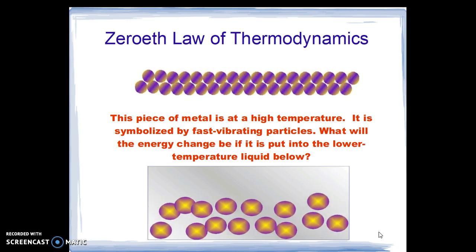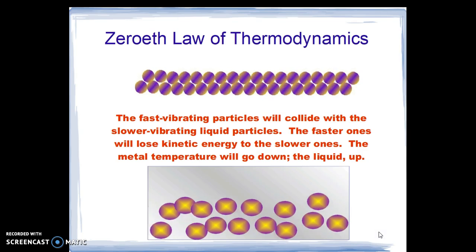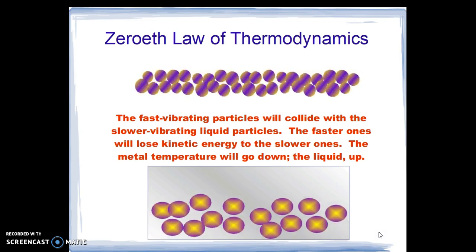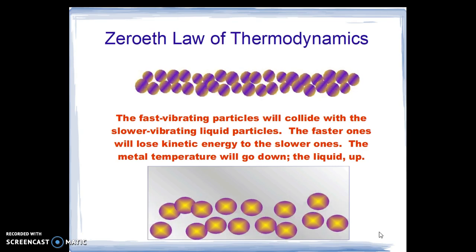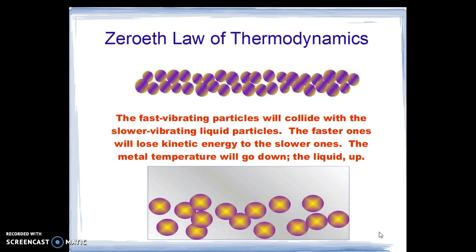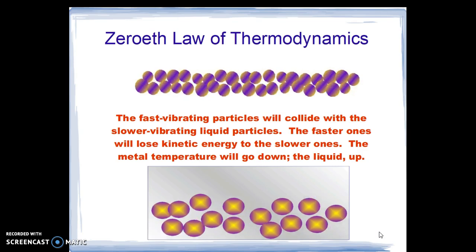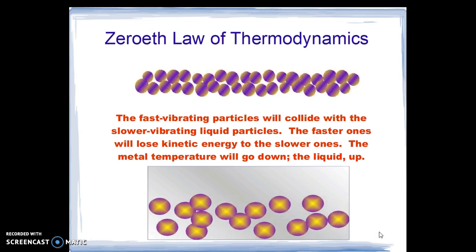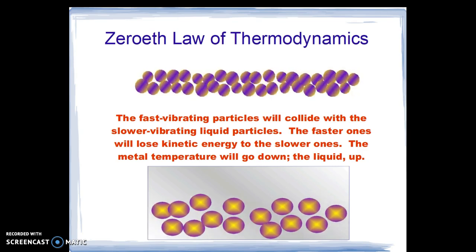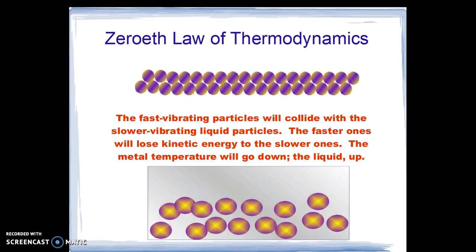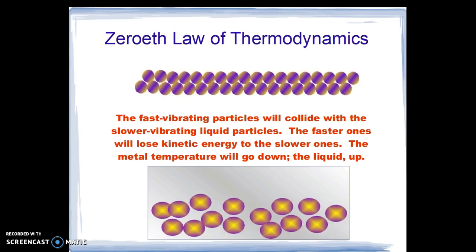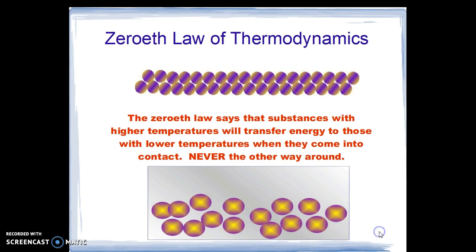Well, intuitively we realize that the answer is that the fast vibrating particles on top, when they're put into contact with the molecules below, will collide with those slower vibrating liquid particles. The faster ones will lose kinetic energy, the slower ones will gain kinetic energy. So the temperature of the metal will go down, the temperature of the liquid will go up.